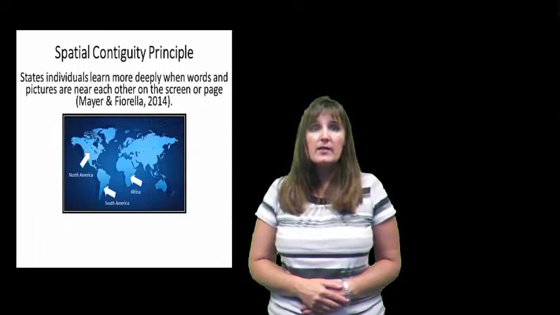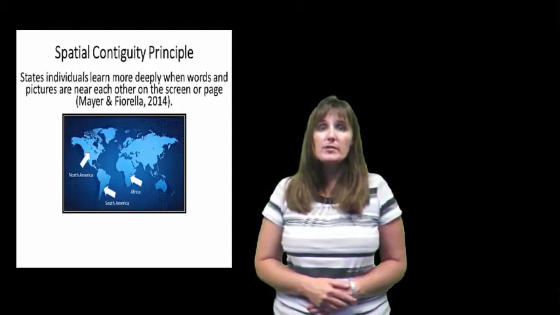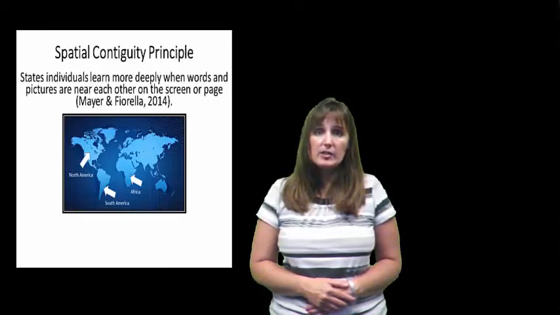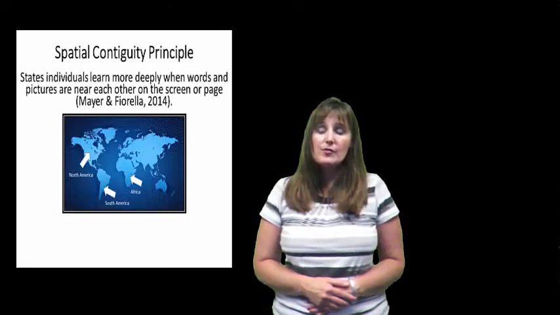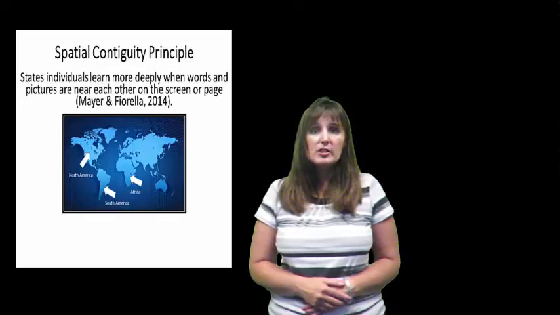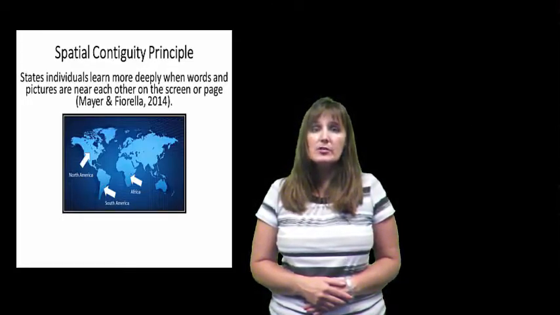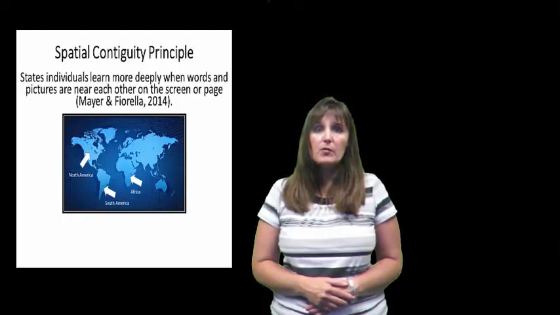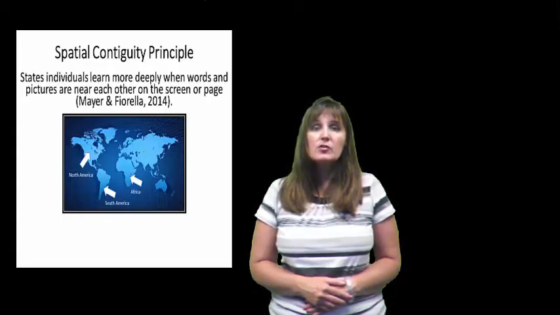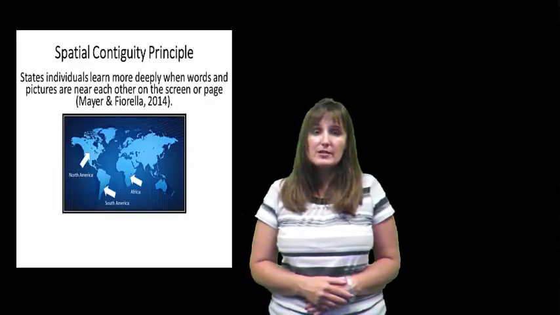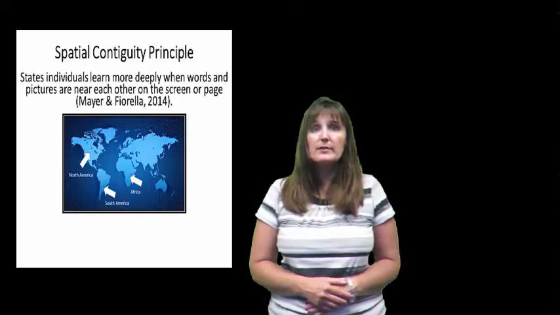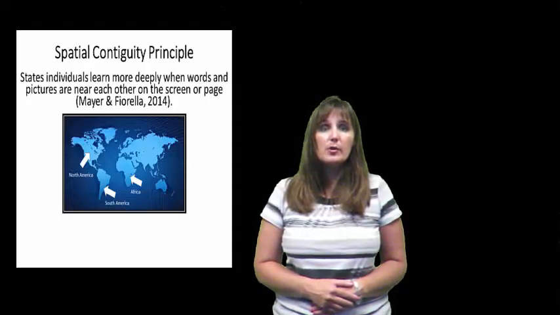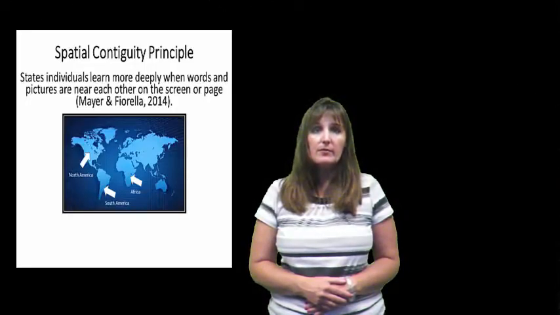Spatial contiguity states that individuals learn more deeply when words and pictures are near each other on the screen or the page. The use of spatial contiguity directs the learner's attention towards the relevant information, but all in one place. And this will decrease the extraneous cognitive load, where we're not scanning back and forth between two different pages or two slides, trying to find the words and the pictures. This will make processing resources directed to that intrinsic cognitive load or the essential material, and will result in the working memory doing its job and leading to meaningful learning results.